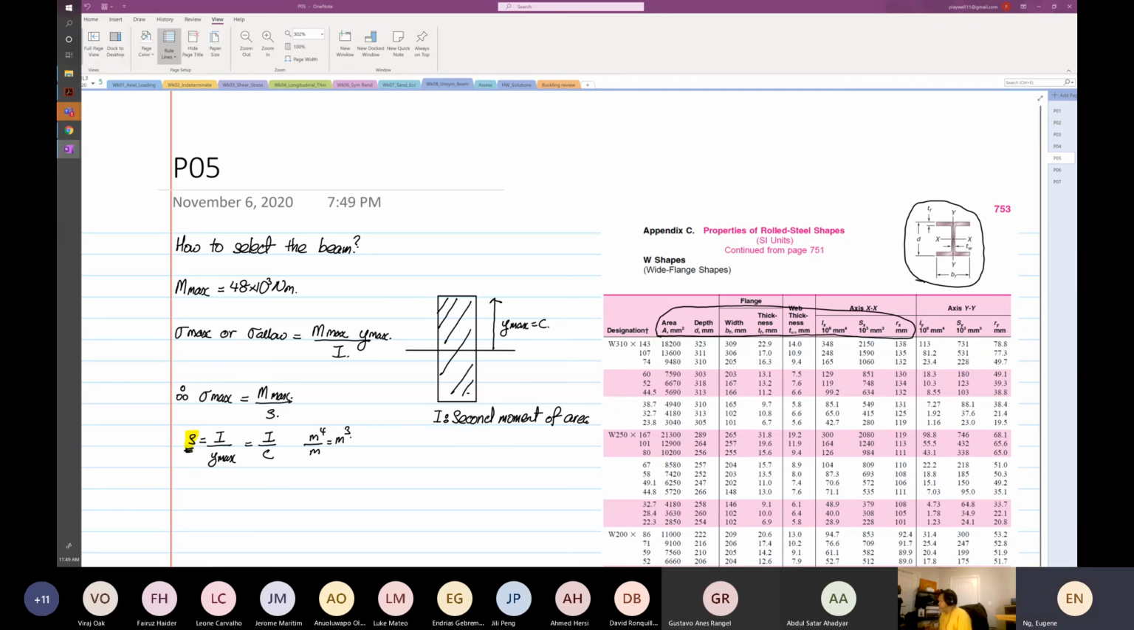Dependent on the type of shape you use, let's say we use W310x143. The area is 182 times 10 to the power 3. So the area will affect the cost.